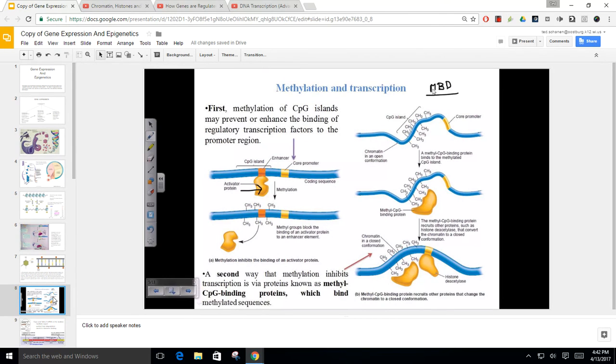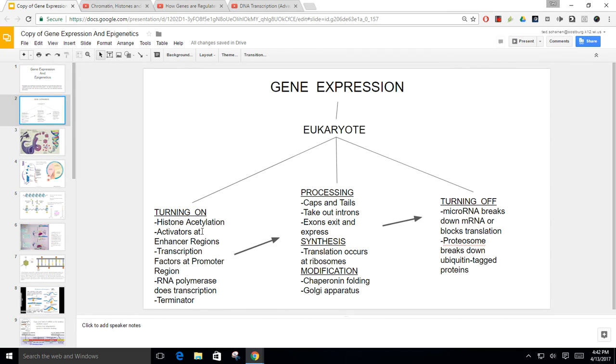So again, so far this video is meant to talk about how we turn things off and start beginning this process of histone acetylation. The activators bind to the enhancer regions, the transcription factors bind to the promoter regions, and then when we bring all of this together, the RNA polymerase actually does the transcription, and it stops the transcription at the terminator sequence of the gene. From there, we now have this long messenger RNA sequence, and we'll get into processing.